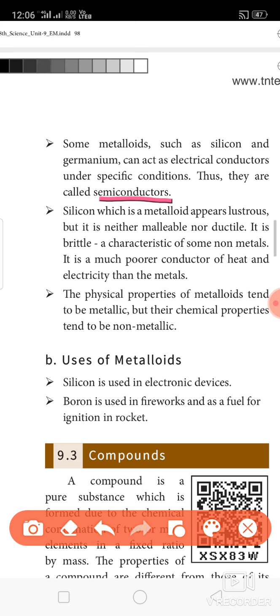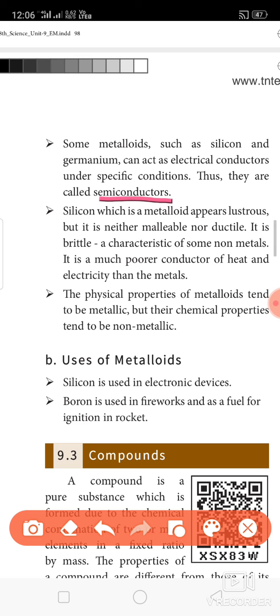Brittleness is a characteristic of some non-metals. These metalloids are also much poorer conductors of heat and electricity than metals. The physical properties of metalloids tend to be metallic, but their chemical properties tend to be non-metallic. So in their physical properties they exhibit the nature of metals, and in their chemical properties they tend to exhibit the nature of non-metals.